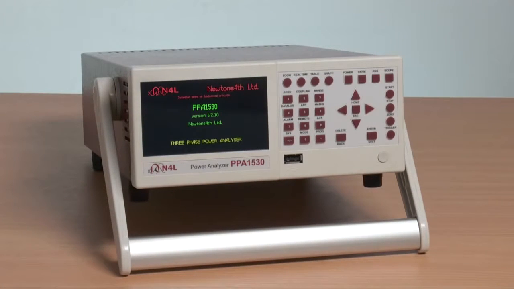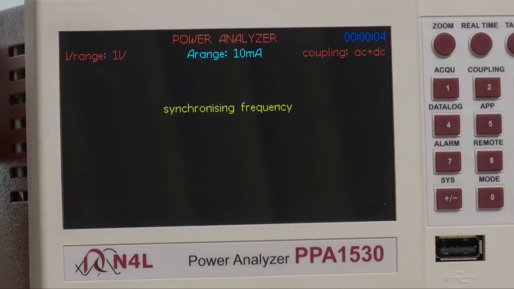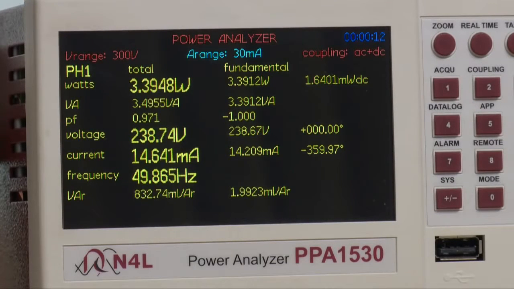First, the display will show instrument details while carrying out a self-check, and then automatically detect the input frequency and optimum ranges for the input being measured. Immediately, you see the power in terms of total values, fundamental values plus DC power, and phase angles.